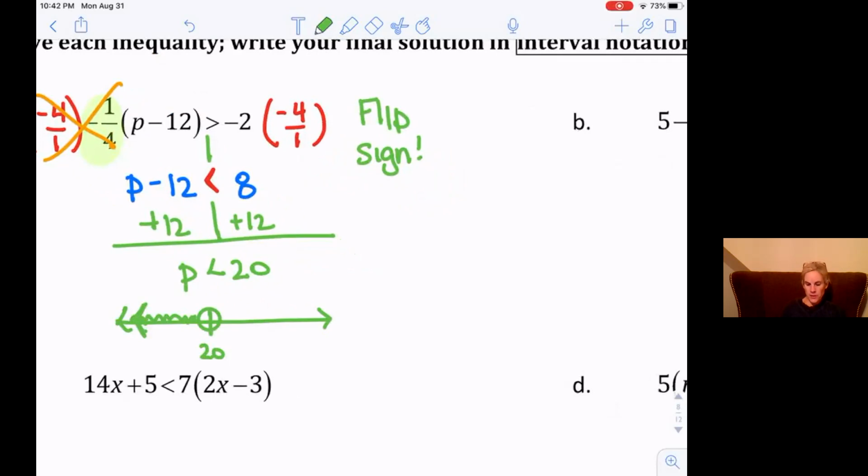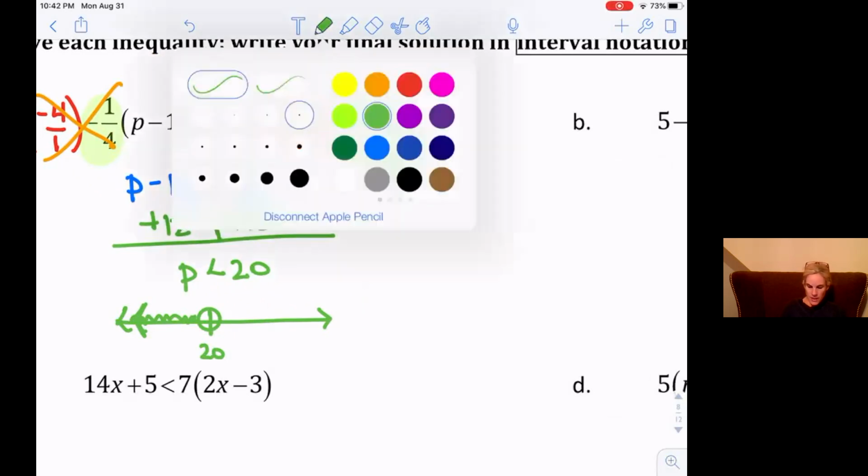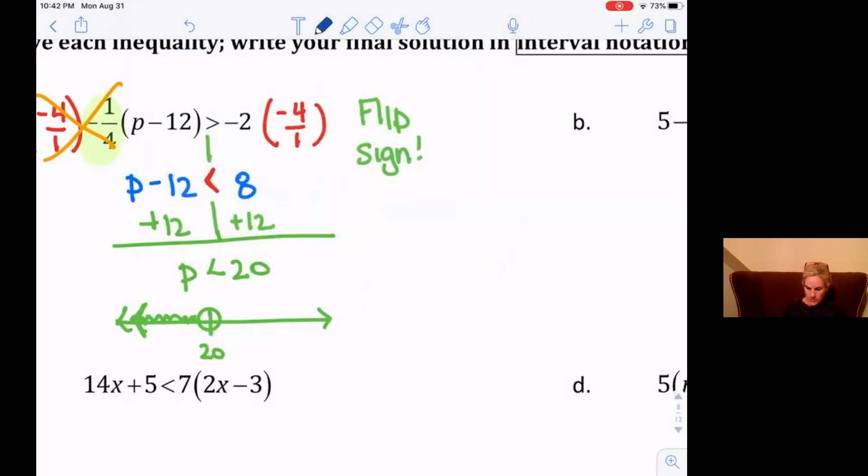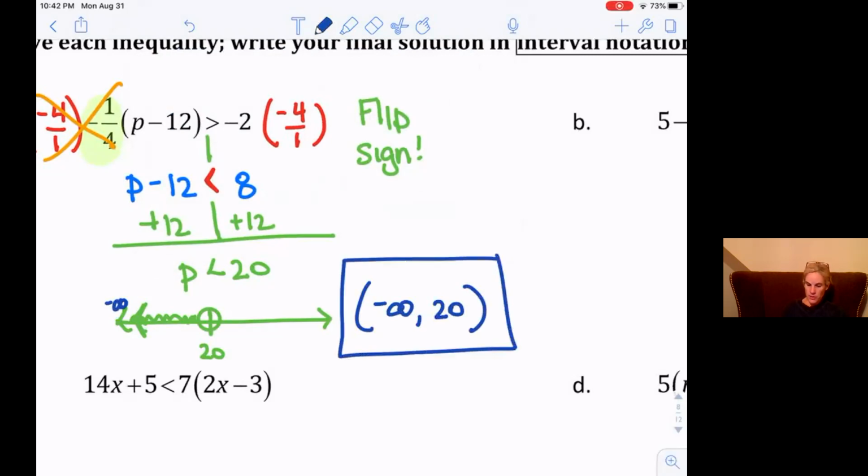If we wrote this in interval notation, we would say the furthest left is -infinity. And then it stops once we get to the furthest on the right, which is +20. Okay, infinity is always going to be parentheses, so put a parenthesis around that. And then 20, since it was an open circle, we don't want to include it, so we would put parentheses around that. And then this would be our answer in interval notation.